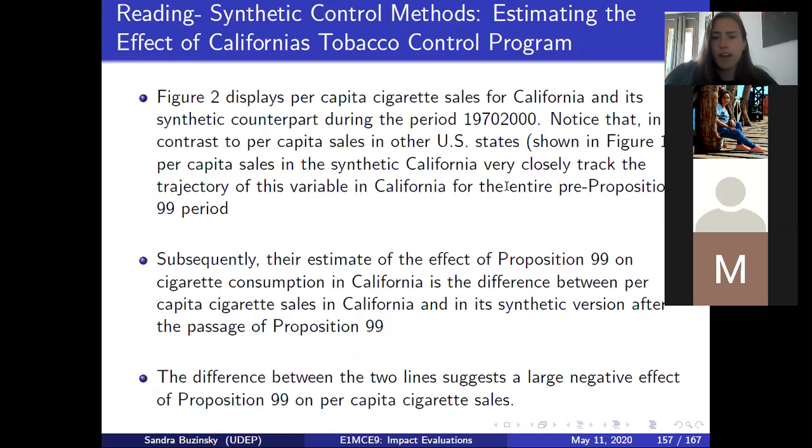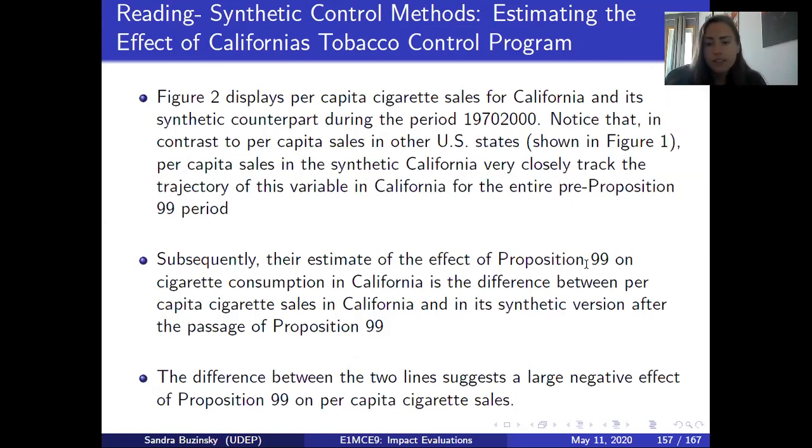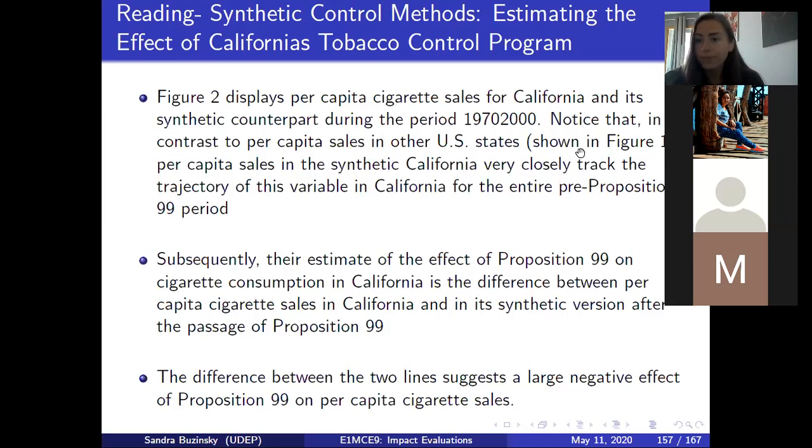So yeah, that's displaying the per capita cigarette sales for California and the synthetic control during 1970 to 2000. And as we saw, this definitely looks like a very closely related pre-trend compared to when we just looked at the average of all of the other 38 states. Okay, so subsequently, their estimate of the effect of Proposition 99 on cigarette consumption in California is the difference between per capita cigarette sales in California and its synthetic version after the passage of Proposition 99. Okay, so we're just looking at the difference in the two lines, actually.